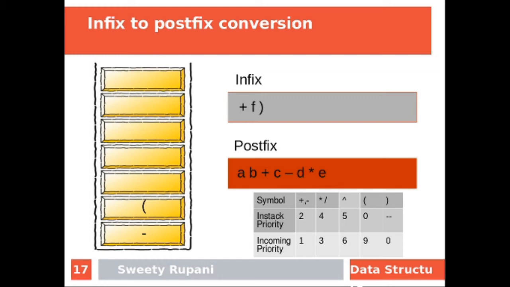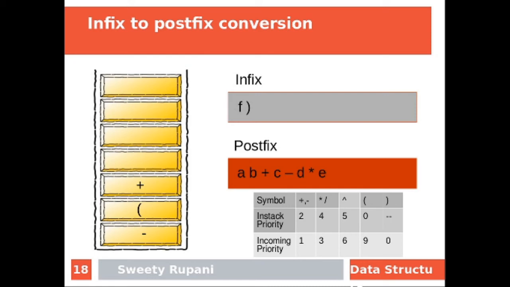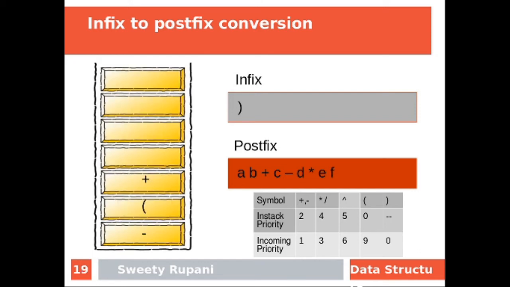Plus is a symbol whose incoming priority is required to be checked. Its incoming priority is 1, whereas the in-stack priority of an opening parenthesis is 0. So I can push this plus onto the opening parenthesis, followed by the next symbol that is F. F is an operand. It is directly moved to the postfix array, followed by a closing parenthesis. Whenever we come across a closing parenthesis, we have to pop everything out of the stack until we get an opening parenthesis. So we pop plus out of the stack, followed by which we get the opening parenthesis.